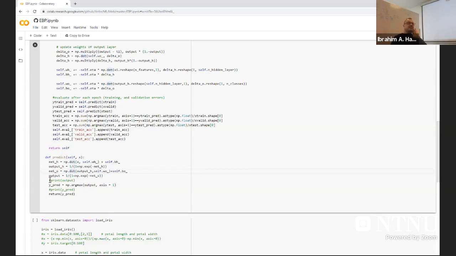So I need to get the maximum. I need to decide which class. So I just used argmax, because I need to decide in which class the output is. Each example should belong to only one class. So I just used this function for the output here. So this one will be the output.